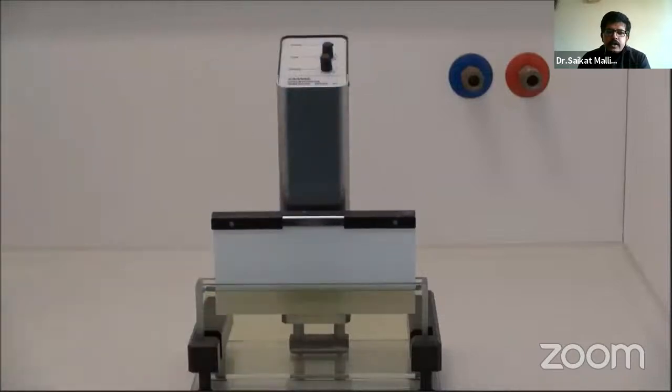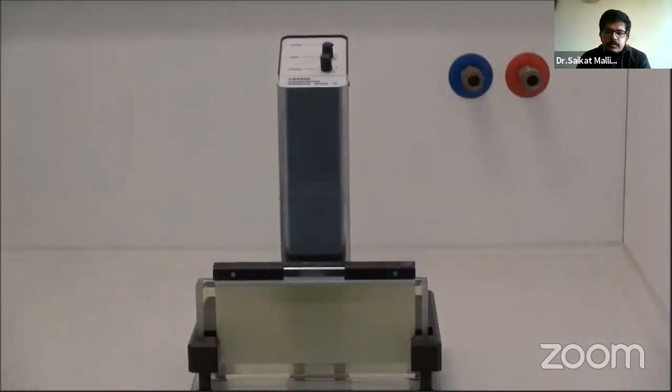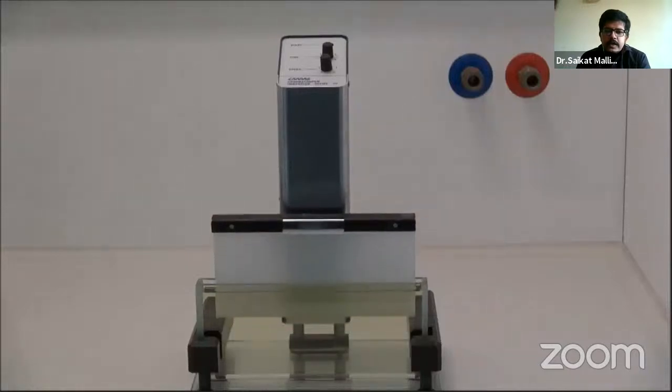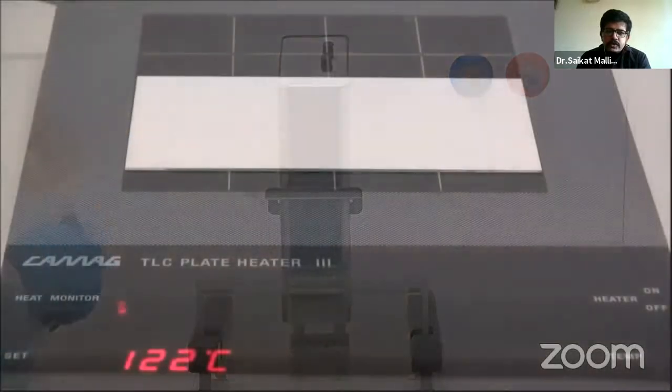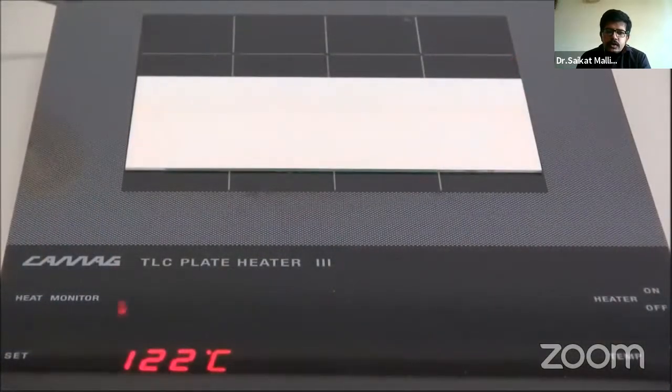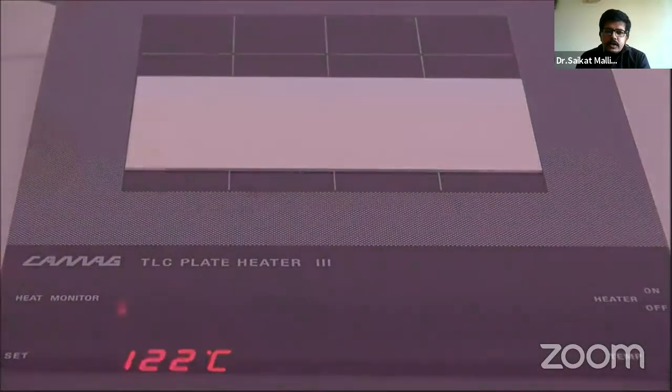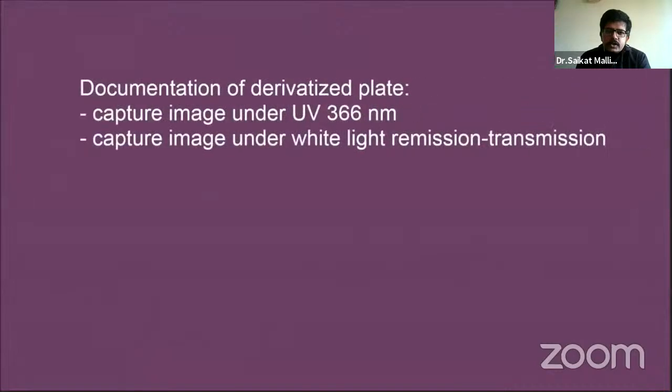Here you can see this is one of the older versions of a technique which is being practiced very heavily across, and now you also have a newer version. I'll also show you that post this video. So after this, after you have developed the plate, you are derivatizing it, and now after heating the plate, you will observe that the plate is showing the bands under this wavelength, that is 366, and white light.